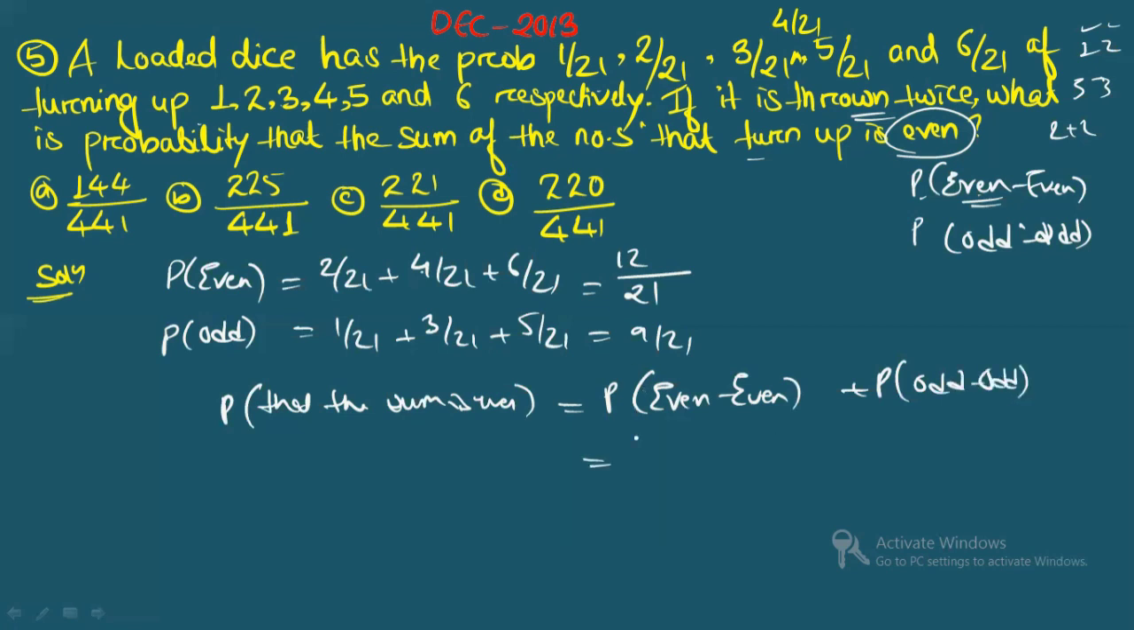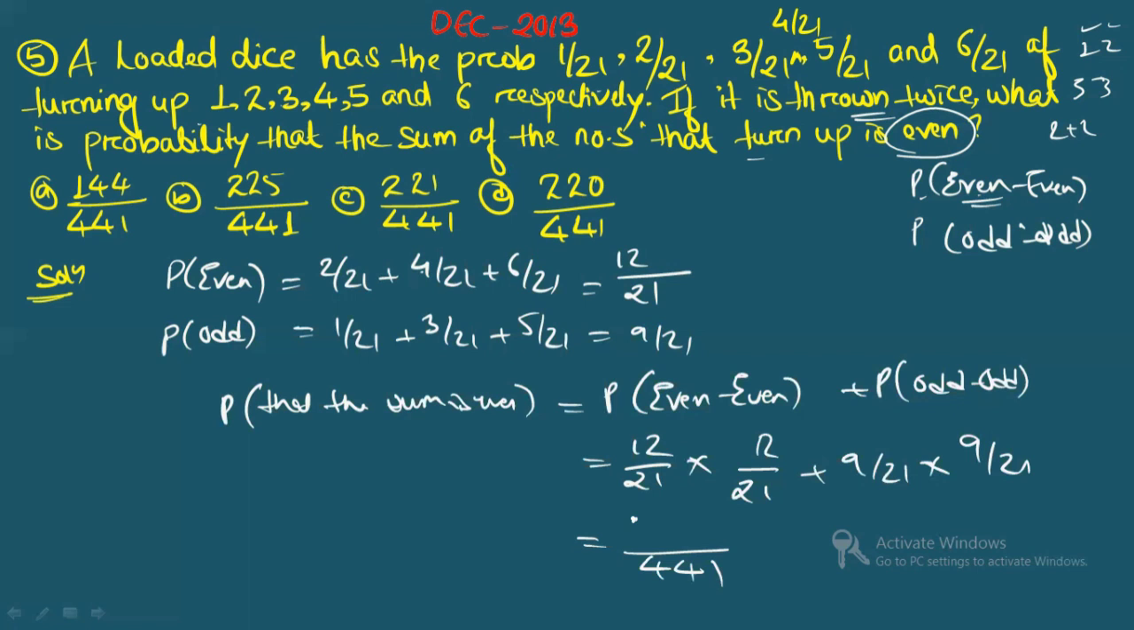That means you will just multiply this. This is probability for what? For one dice. Okay, so it is 12 by 21. So for two dice, again you multiply 12 by 21, plus, again here you are having what? 9 by 21 multiplied by 9 by 21. In the denominator you will have 441.